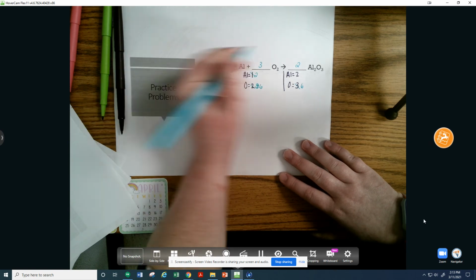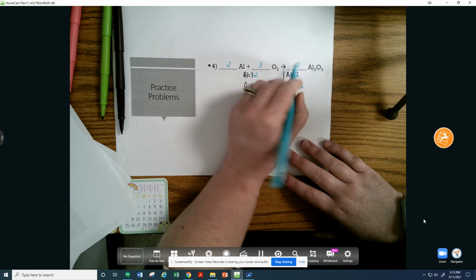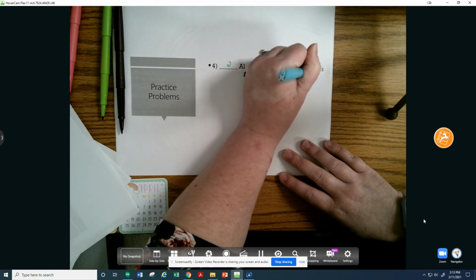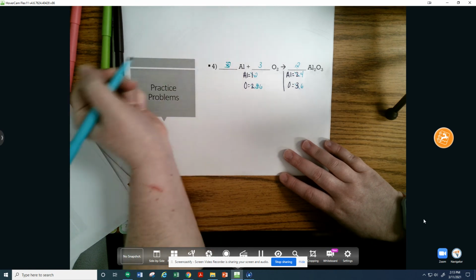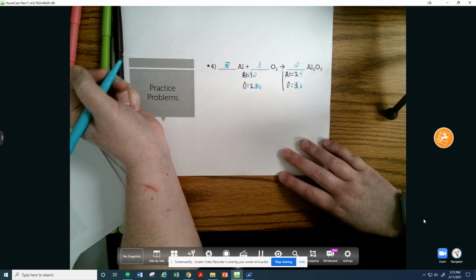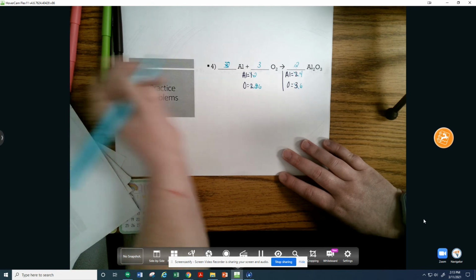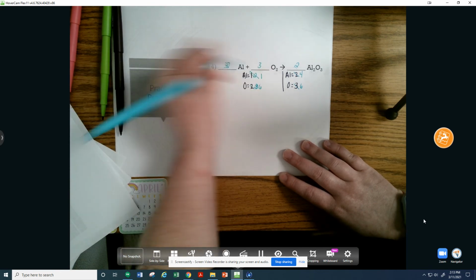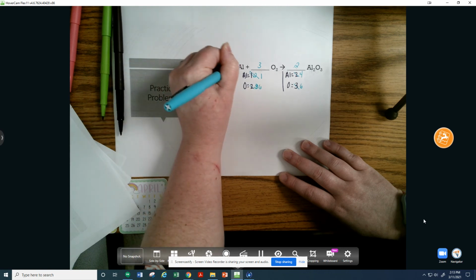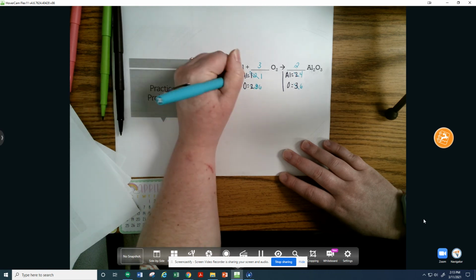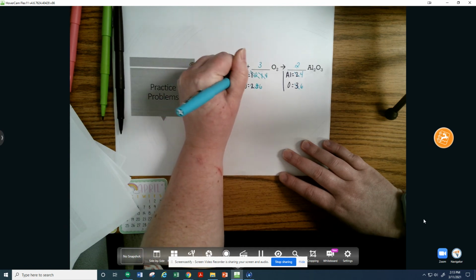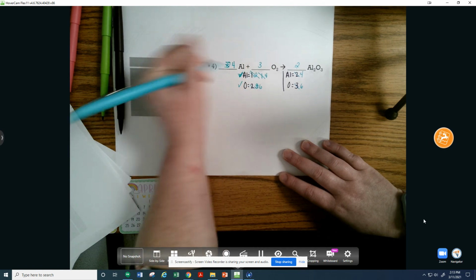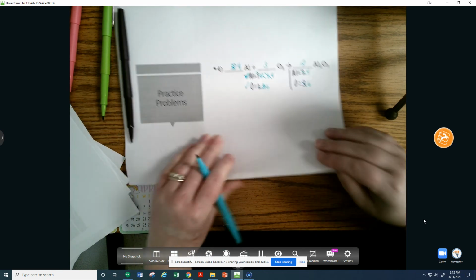There we go. So when I did that, however, this changes my aluminum. I now have 4 aluminum, and this is no longer balanced. So balancing is handy to do either on scratch paper or with a pencil, because you are going to have to change coefficients from time to time. So I go back, I change this back to 1. I know that my coefficient then needs to be a 4 in order to balance that out. I now have equal aluminum and equal oxygen, and I'm now done.